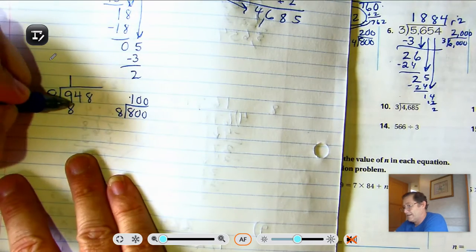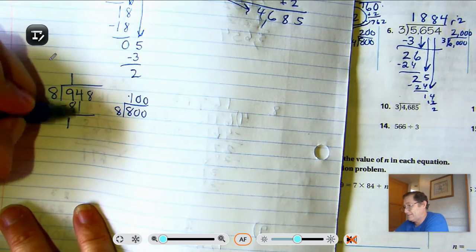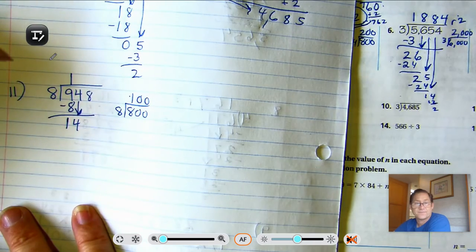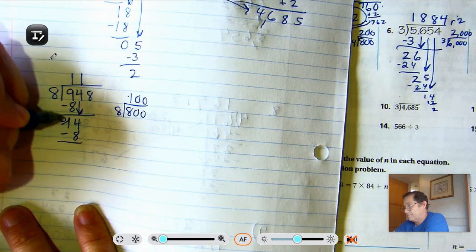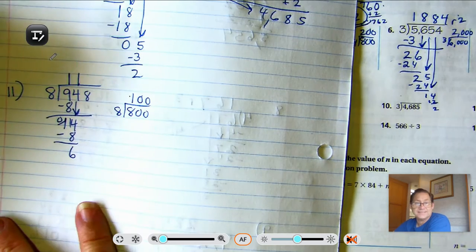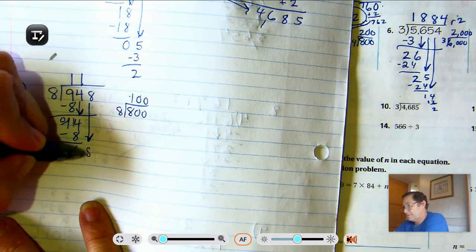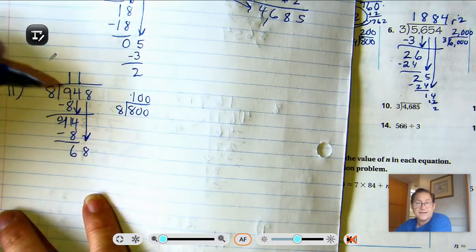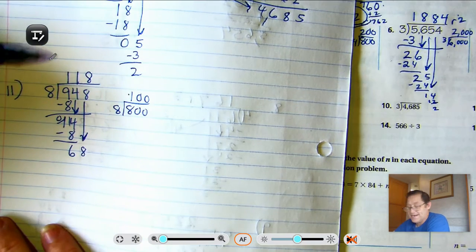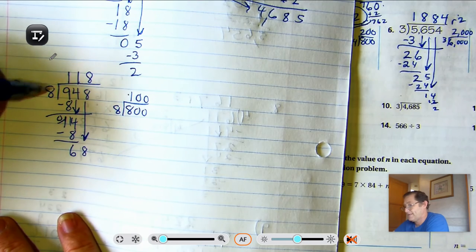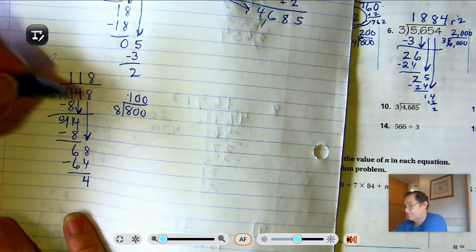So 8 times 1 is 800. That leaves me 100. I'm going to trade that for 10 tens. Bring down the other 4 tens. 14 tens divided by 8 is just 1. 14 divided by 8 is 6. Trade those 6 tens for 61s, plus the 8 ones we need to bring down. So 68 ones divided by 8. I can get close by putting 8 ones into each group. 8 times 8 is 64 ones with a remainder of 4.